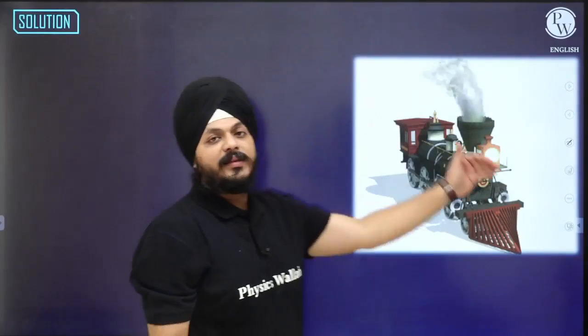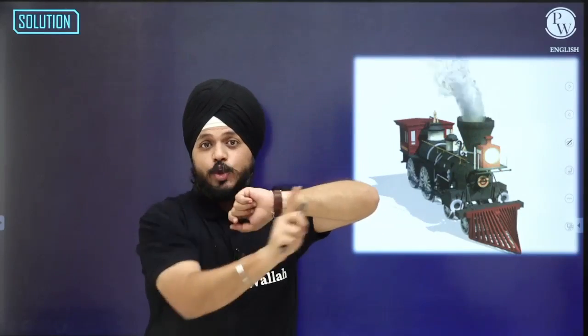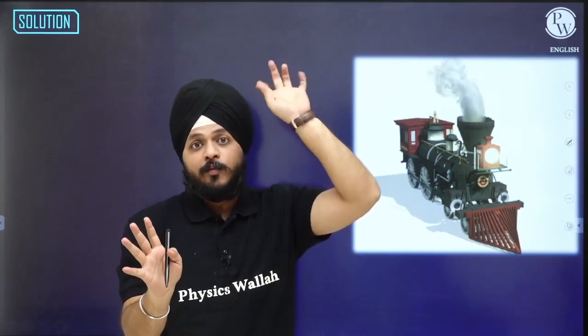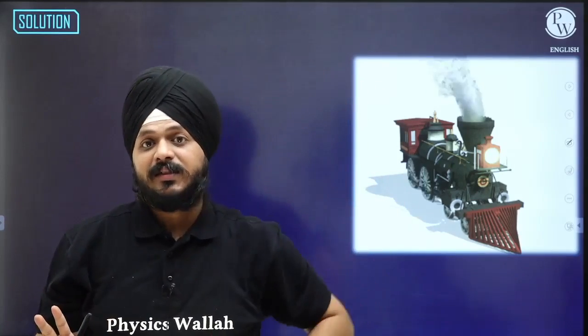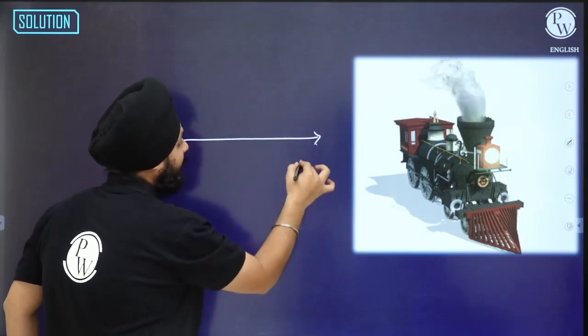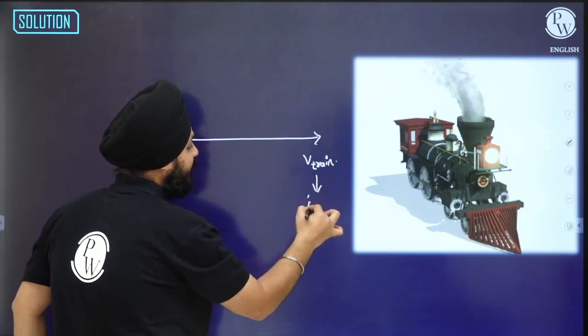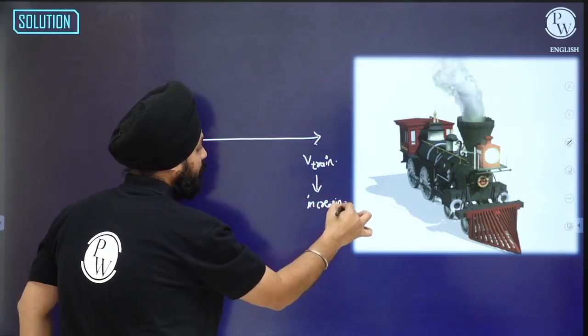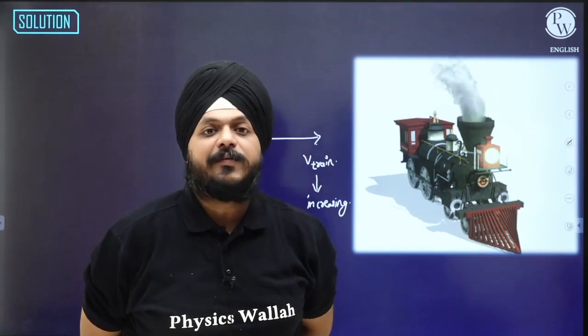Suppose the train is moving this way. In double quotes, this statement should be highlighted: velocity of the train is continuously increasing with a constant rate. It is mentioned in the question and it should be highlighted because the answer lies within this statement. Let us take an example. If the train is moving in this direction, this is the velocity of the train and this velocity is continuously increasing with respect to time.